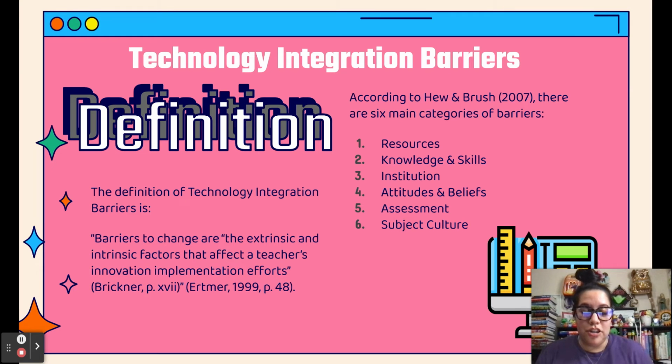First, technology integration barriers are defined as the extrinsic and intrinsic factors that affect a teacher's innovation implementation efforts. That was according to the Ertmer article. According to Hew and Brush, there are six main categories of these barriers: resources, knowledge and skills, the institution, attitudes and beliefs, assessment, and subject culture.